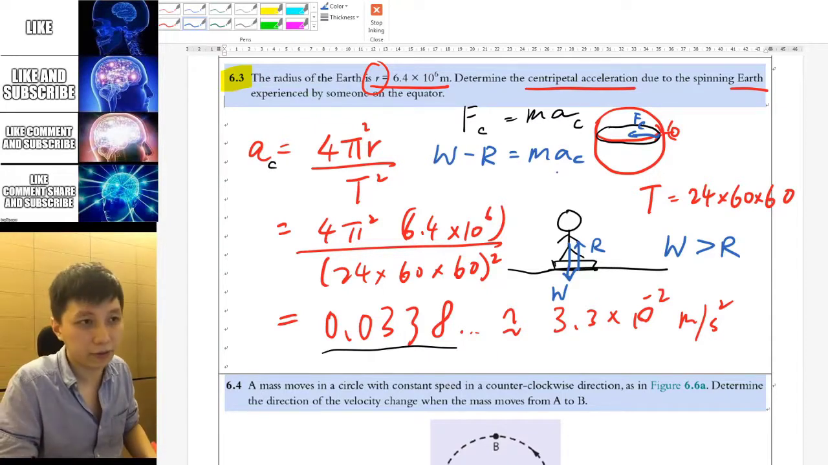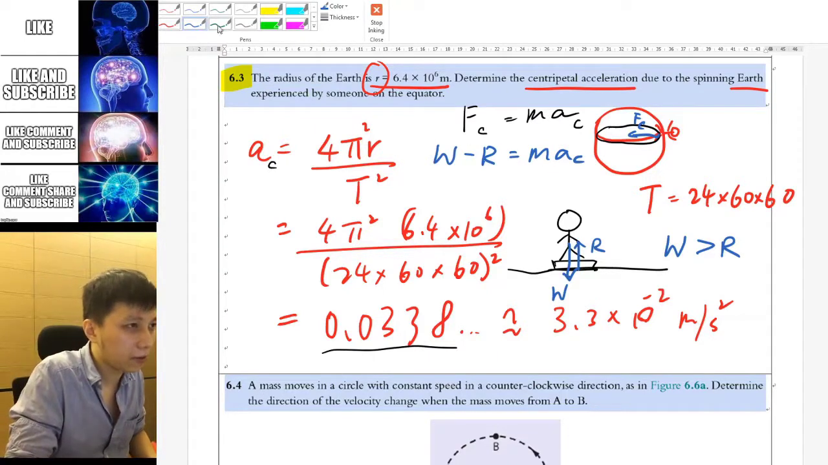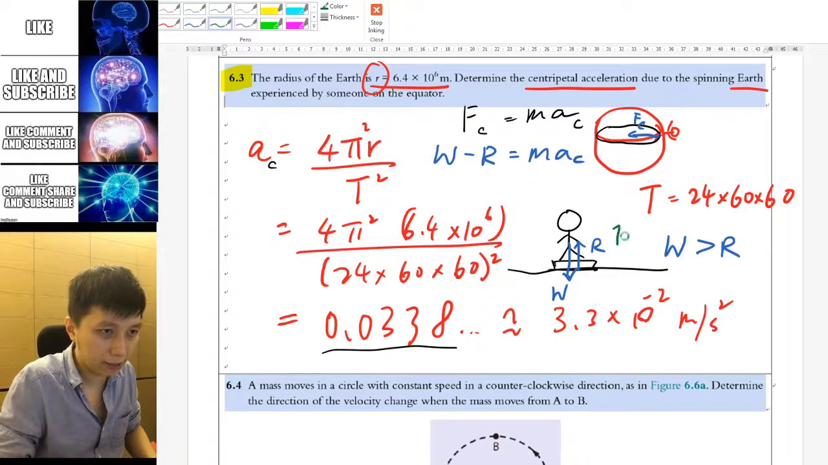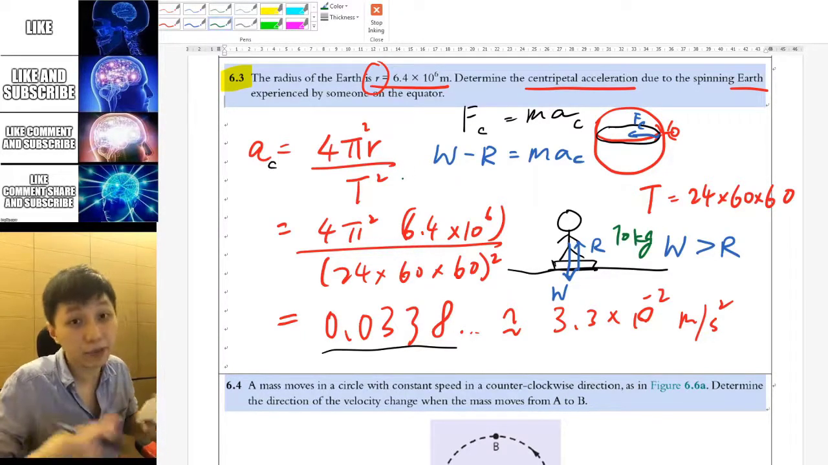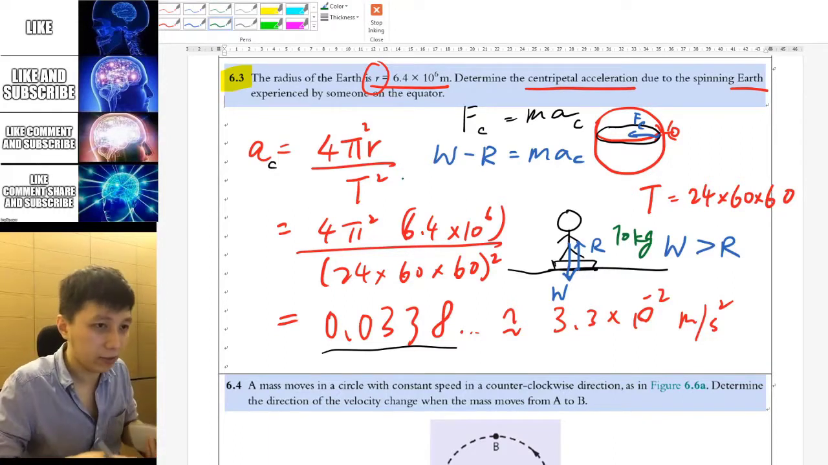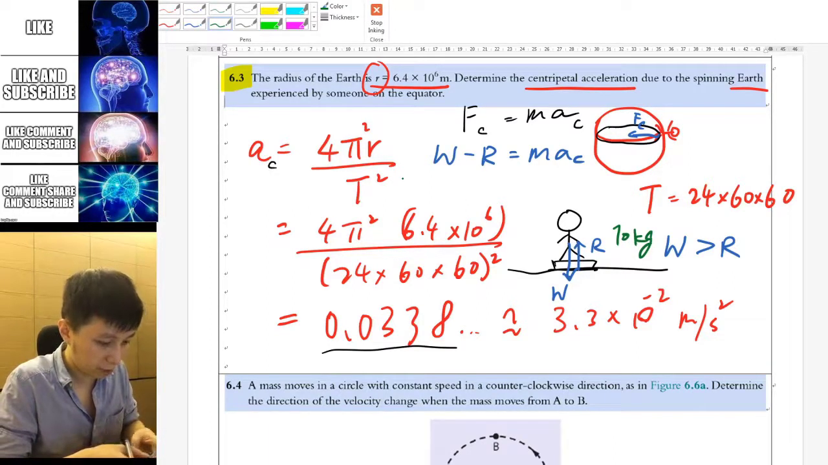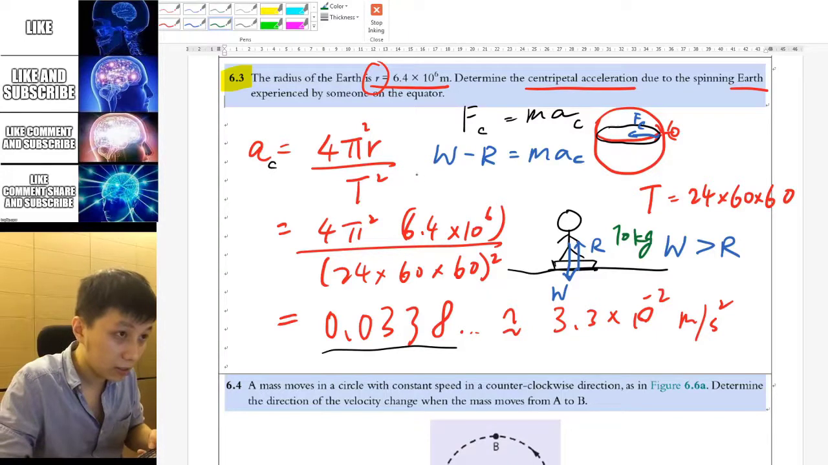All right, let's keep it like this first. Let's think about a situation where, let's say, I'm 70 kg, and for the weight, if I simply use 9.81, then we have 70 times 9.81 to be 686.7 minus the R.